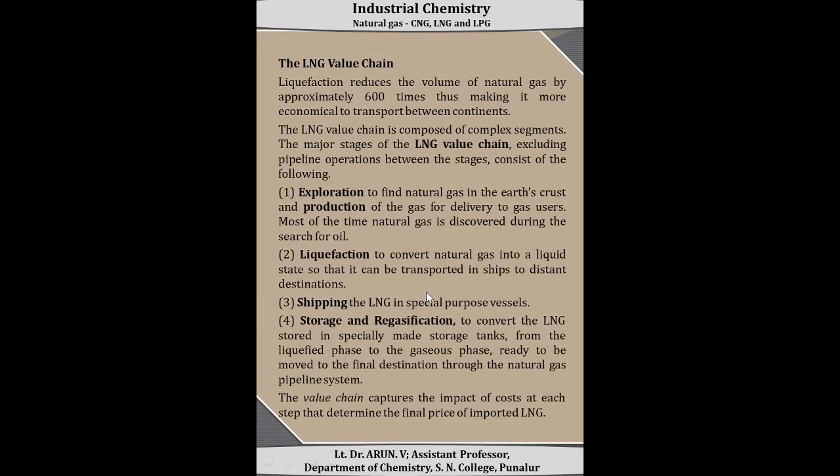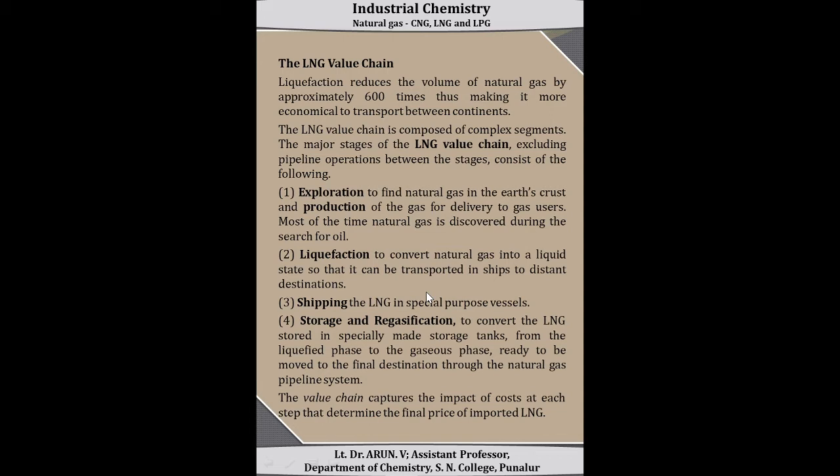Then we have to mention the LNG value chain. Liquefaction of natural gas reduces the volume by approximately 600 times, and this makes it more economical to transport between continents. The LNG value chain is composed of complex segments. The major stages of the LNG value chain, excluding the pipeline operations between these stages, consist of the following stages.